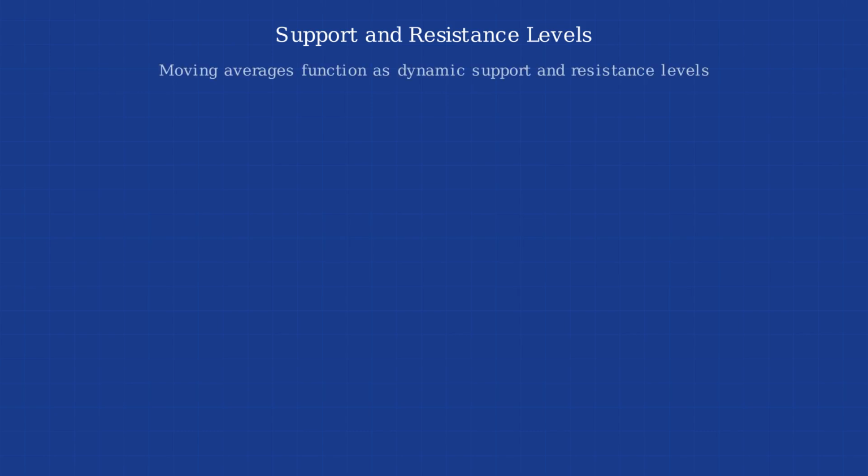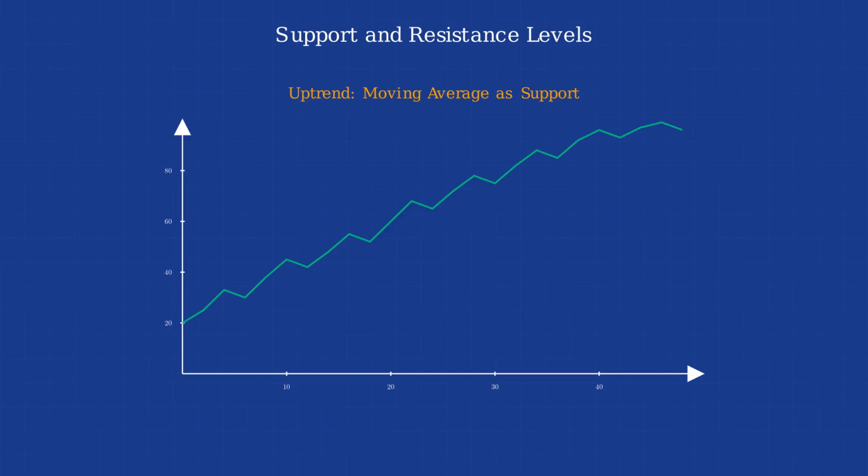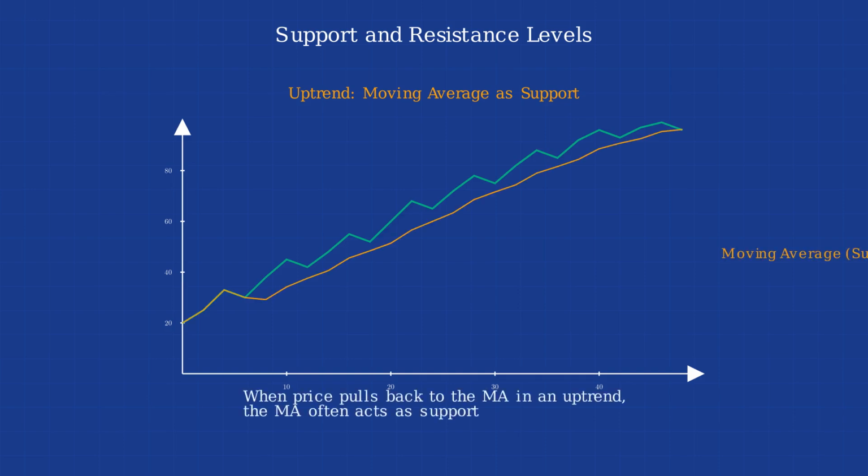Next, we'll explore how moving averages can act as support and resistance levels. Moving averages often act as dynamic support and resistance levels for stock prices. During an uptrend, when a stock price pulls back, it often finds support at its moving average level before continuing higher. Notice how the price repeatedly tests the moving average and then bounces higher, showing the moving average acting as a support level.